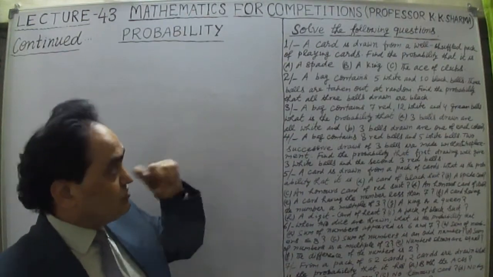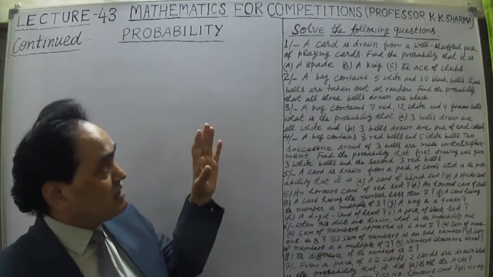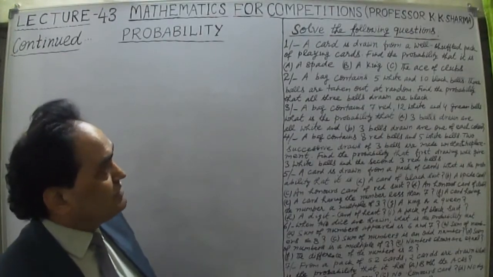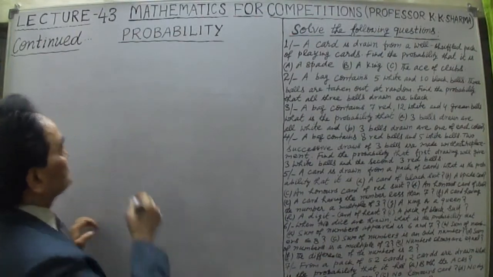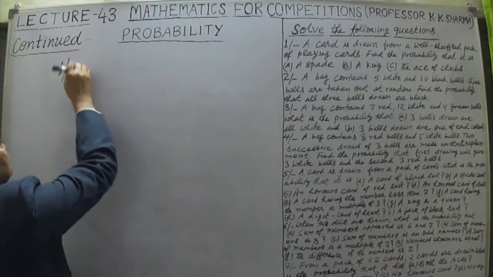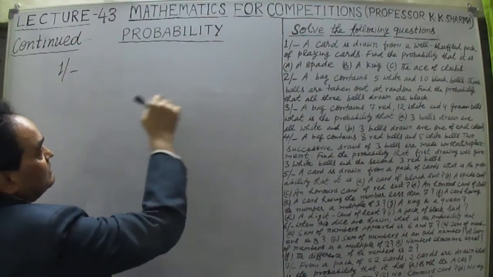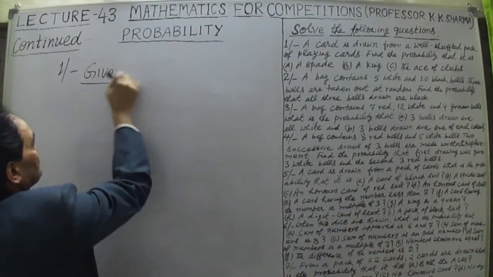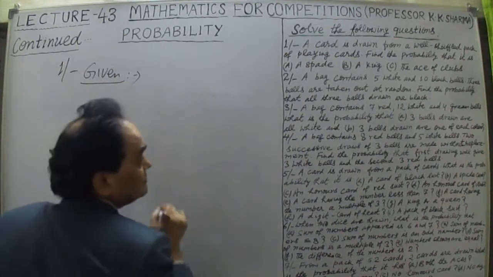So now come to the point. Question number one: a card is drawn from a well shuffled pack of playing cards. This question is based on playing cards. So what is given to us? Let me write first and solve this question. Very important question here.